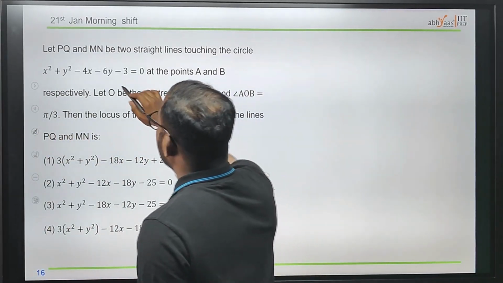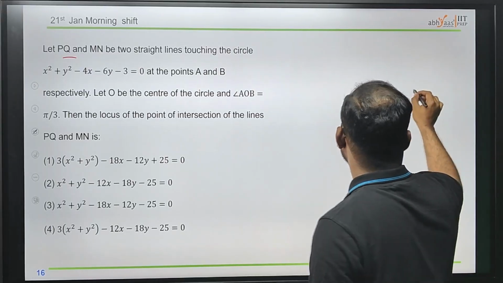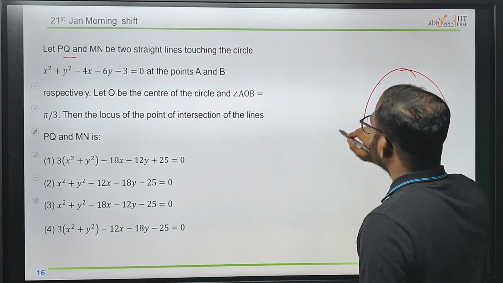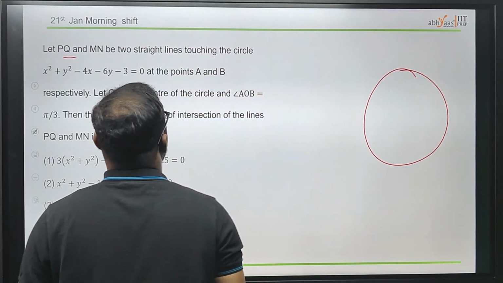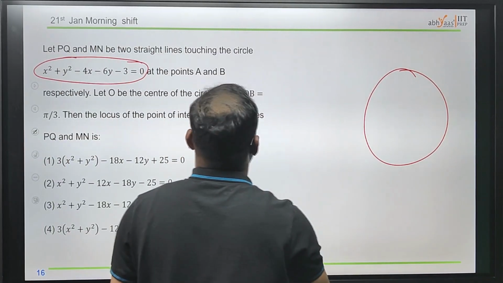Now we have the given PQ and MN, two straight lines touching the circle. Suppose PQ and MN are touching the circle at the points A and B.